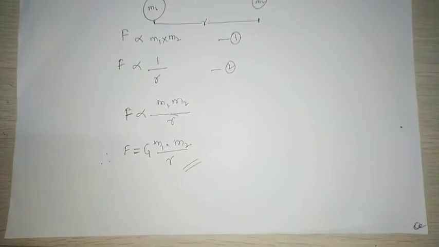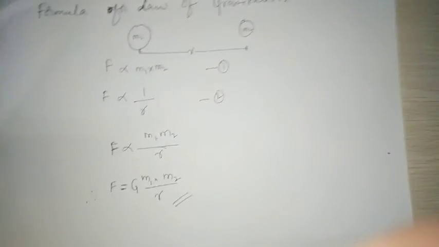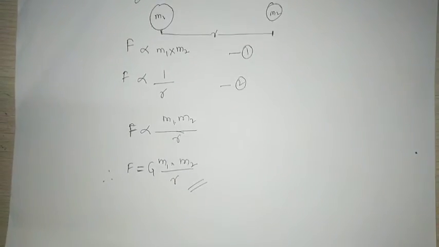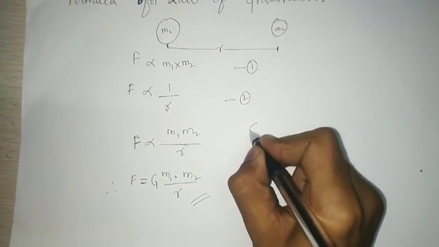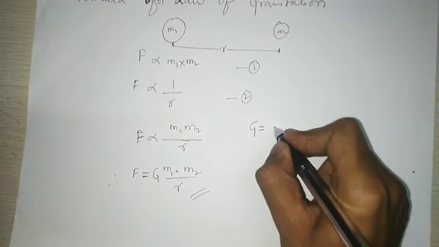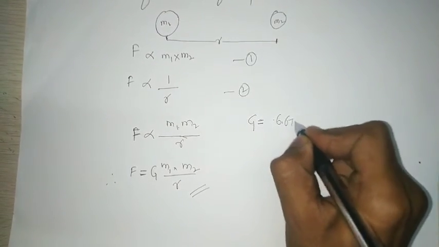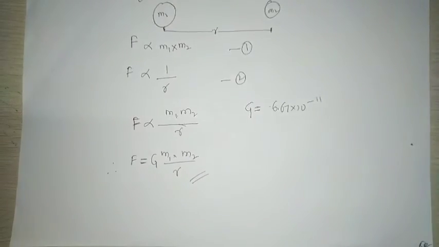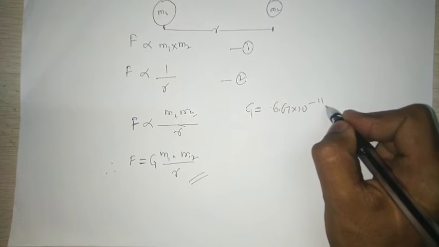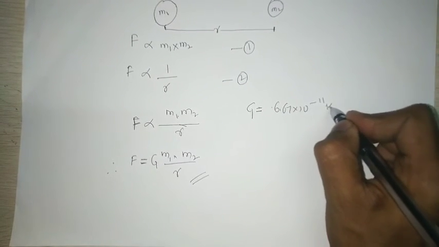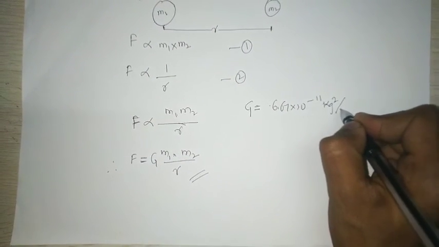From a lot of research and a lot of calculations, the gravitational constant G was found, and its value is 6.67 into 10 to the power of minus 11 kg square per meter.